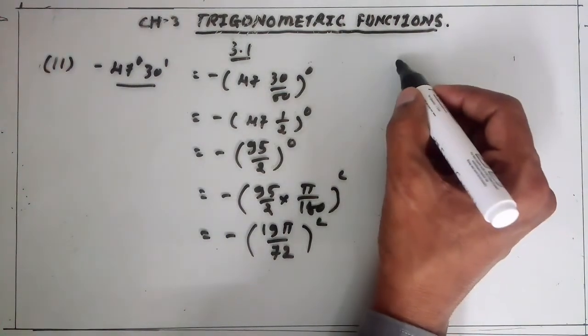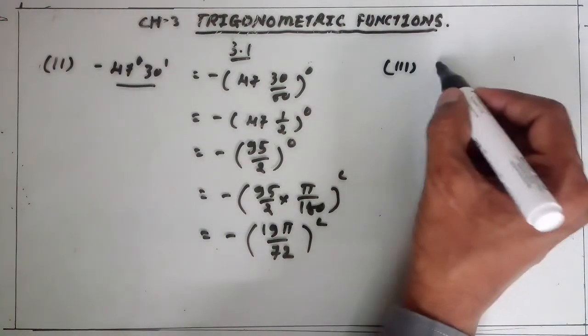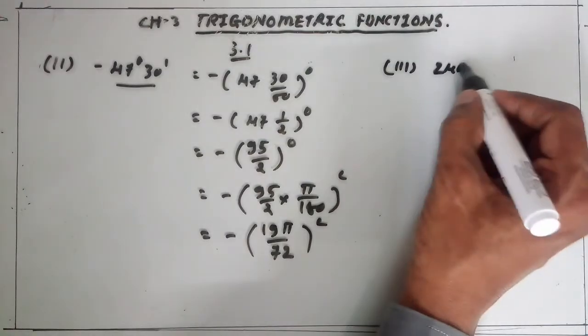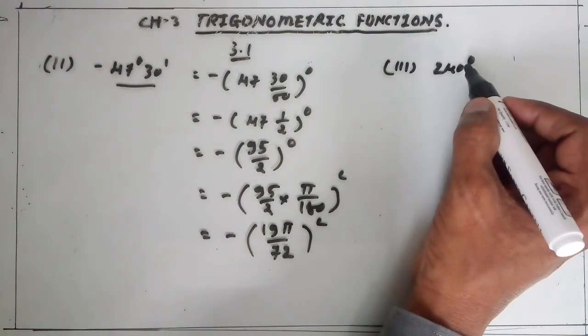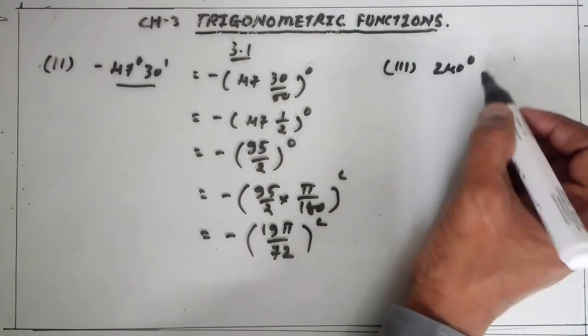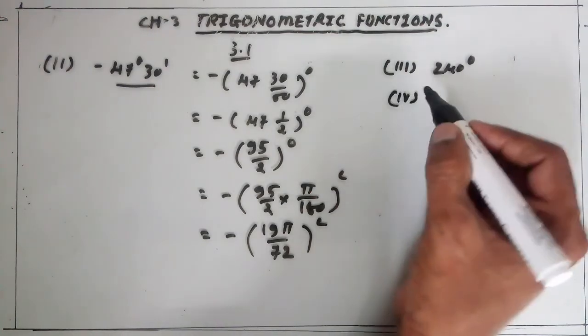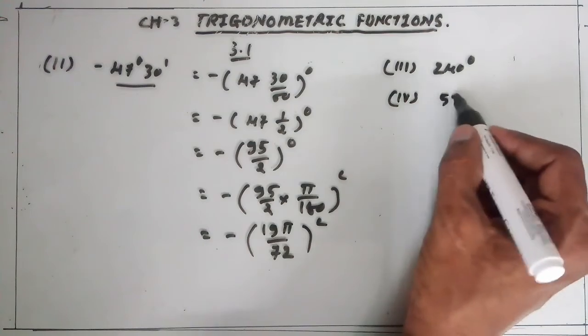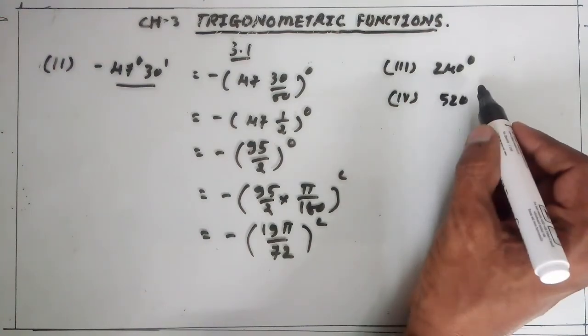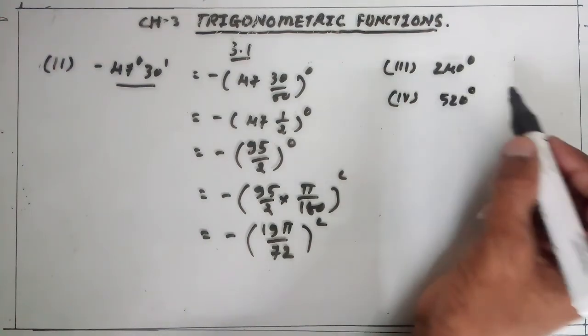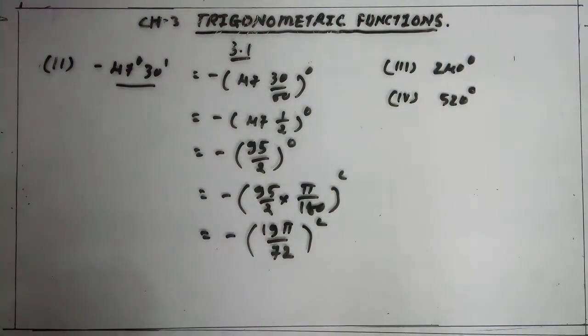Similarly, we can easily change this 240 degree into radian form, multiply by pi and divide by 180. Applying the same, we also change this 520 degree into radian form. Clear this?